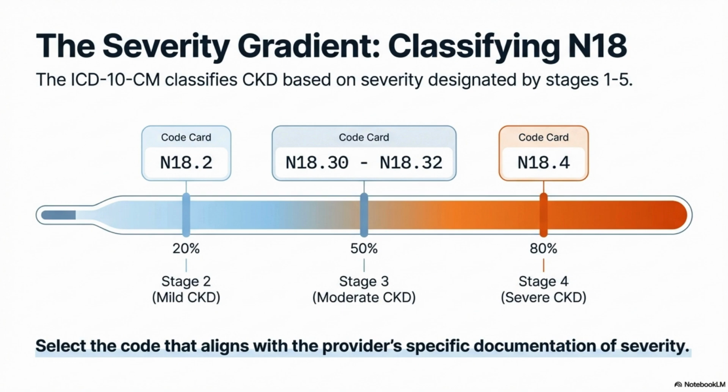Stage 2, N18.2, mild CKD. Stage 3, N18.30, N18.31, N18.32, moderate CKD. Stage 4, N18.4, severe CKD.